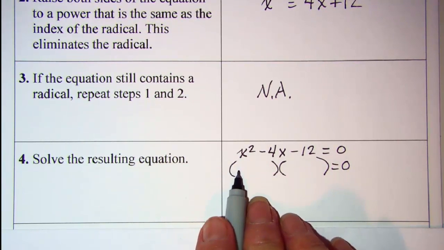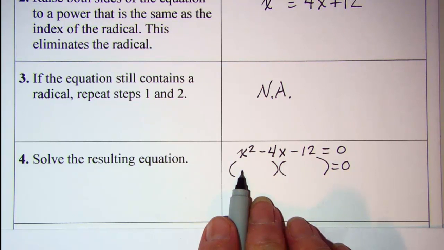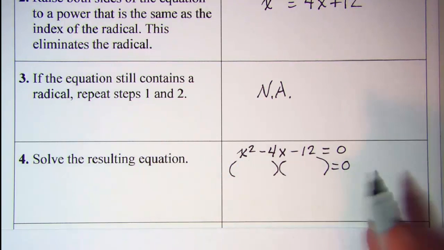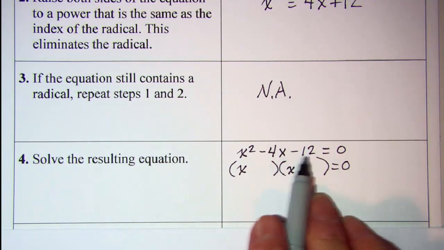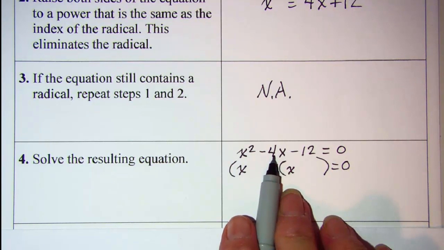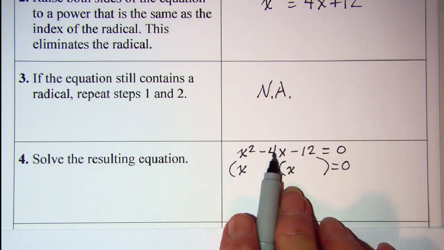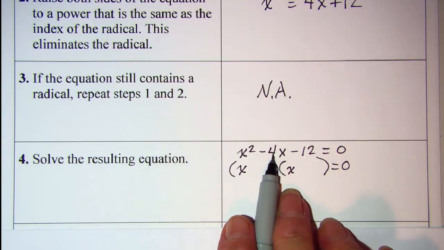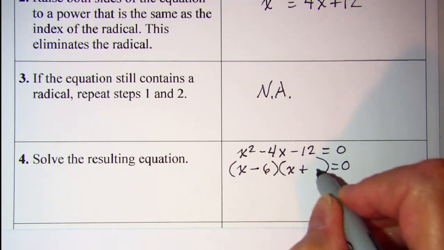I need two terms in the front parts of the binomials that when multiplied give me x squared, so that'll be x and x. And then I need two numbers that multiply together to give me negative 12 and add together to give me negative 4. I think those would be 6 and 2, and the bigger one has to be negative. So I'll have a negative 6 and a positive 2.